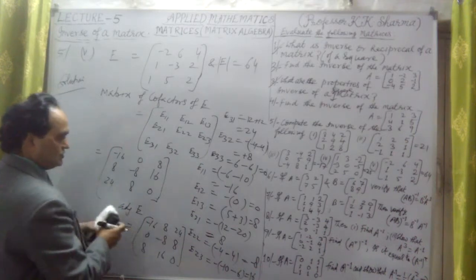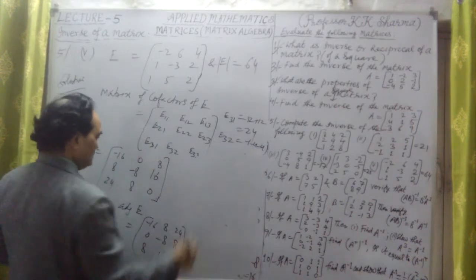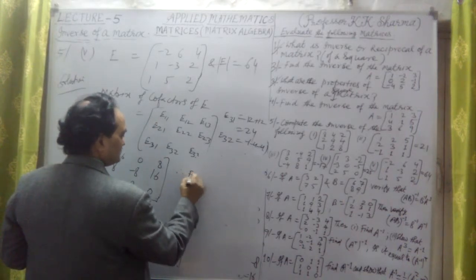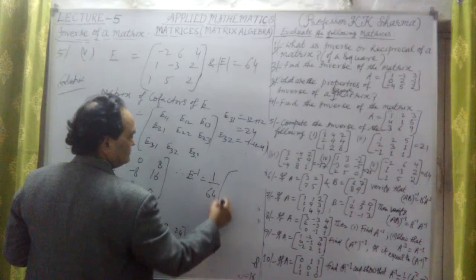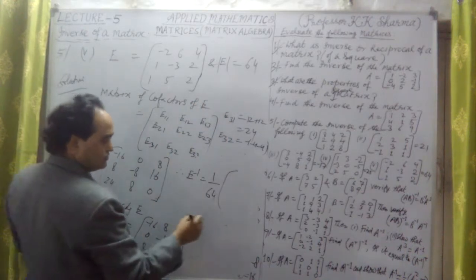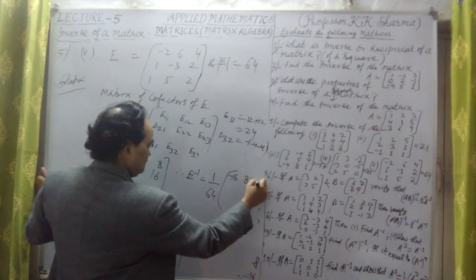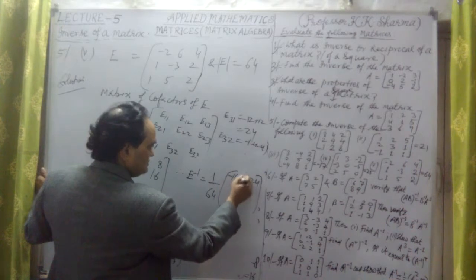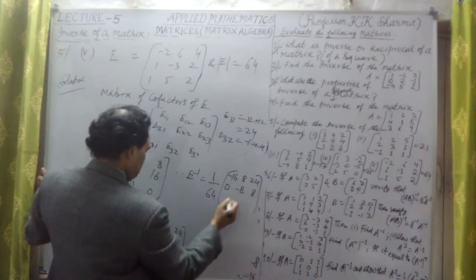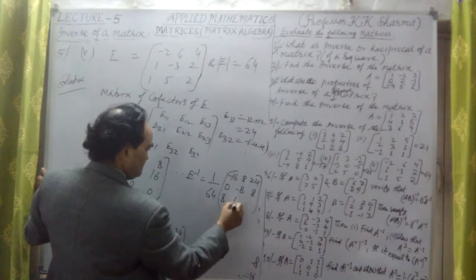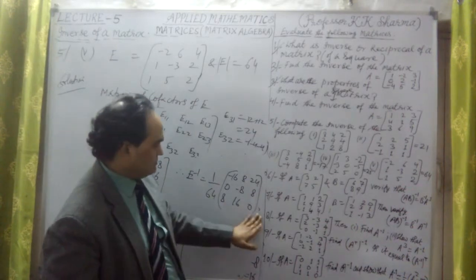Okay, now let me calculate the inverse. Therefore E inverse is equal to 1 upon 64, which is the determinant value, times the adjoint of E. The adjoint of E is minus 16, 8, 24, then 0, minus 8, 8, and 16, 0. This is the adjoint of E divided by the determinant of E.